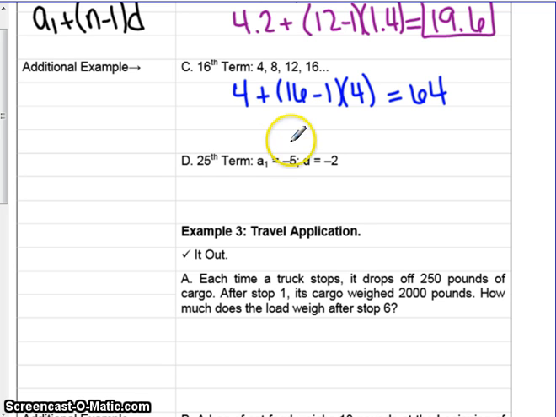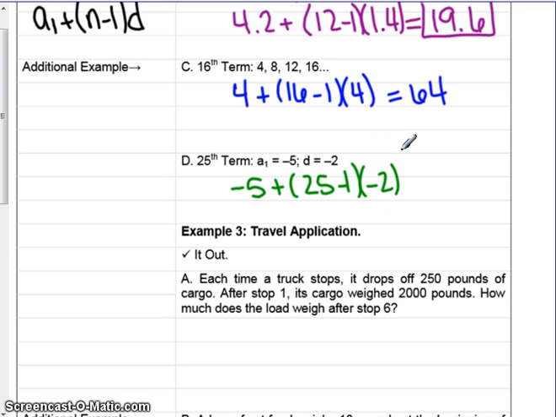And finally, letter D, my first term plus the term I'm trying to find, minus 1 times negative 2. I'm getting negative 53.